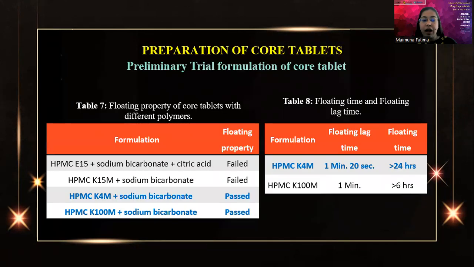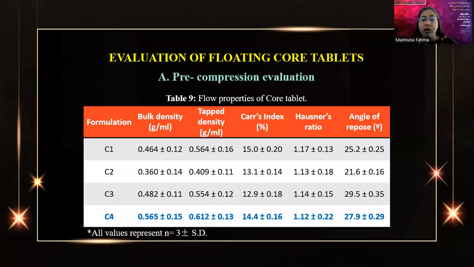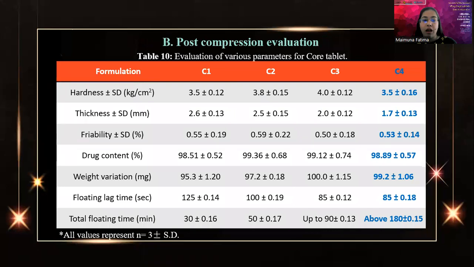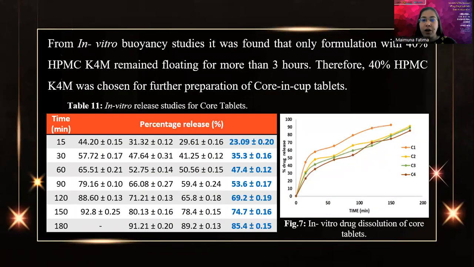From the preliminary trials, the HPMC K4M formulation showed excellent floating properties, and this was selected for preparing the core tablets. Formulations with different percentage of HPMC K4M were prepared and evaluated, the results of which are as shown. Then from the in vitro buoyancy studies, it was found that the formulation containing 40% HPMC K4M showed floating for 3 hours. So this was selected for preparation of core and cup tablets.